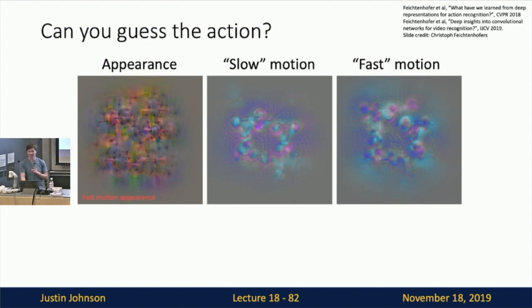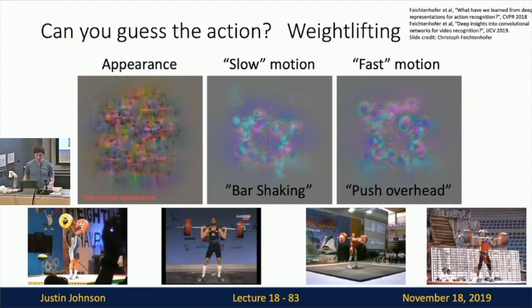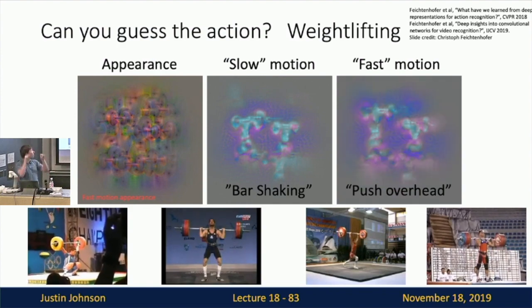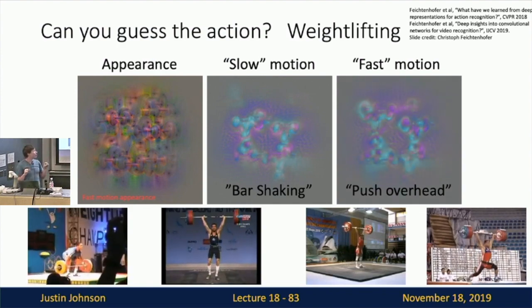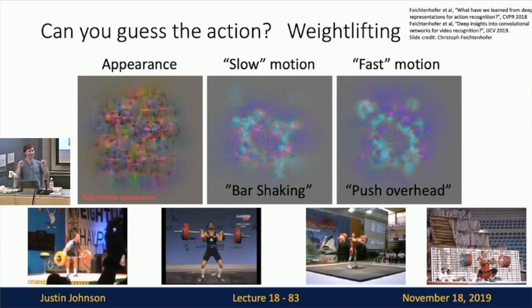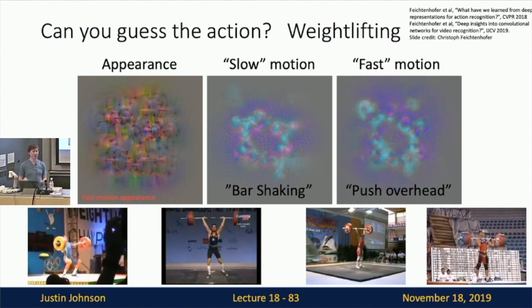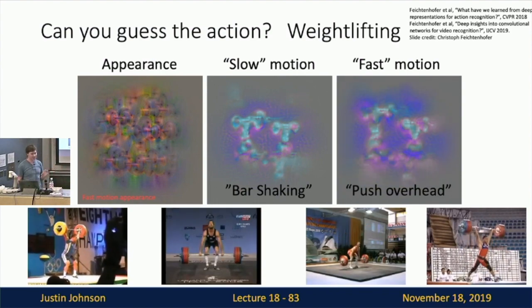I think I heard weightlifting. That was a good guess. Right, so this is actually pretty cool. We see that the appearance stream is looking for barbells anywhere in the image. The slow motion stream looks like it's looking for the bar wiggling at the top of the lift. And in the fast motion stream, it looks like it's looking for the part where he pushes the bar overhead. So that's actually pretty exciting.